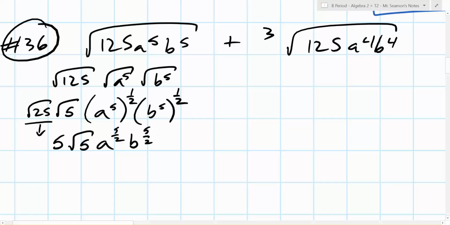What's the most important part of the simplification we just did? This part right here. You see this? What did this turn into?